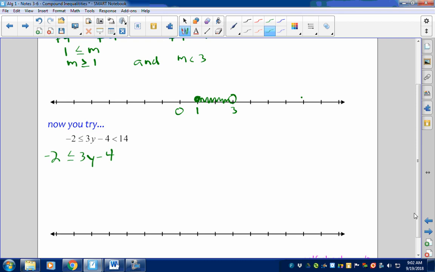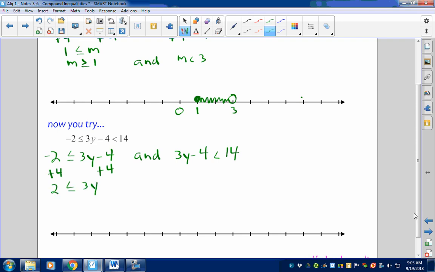And then you have to insert the "and" in there. So when you see it looking like this, it's an "and." 3y minus 4 is less than 14. So notice these are both the same here and here. I'm going to solve them. So two-stepper, add 4. You got 2 is less than or equal to 3y.